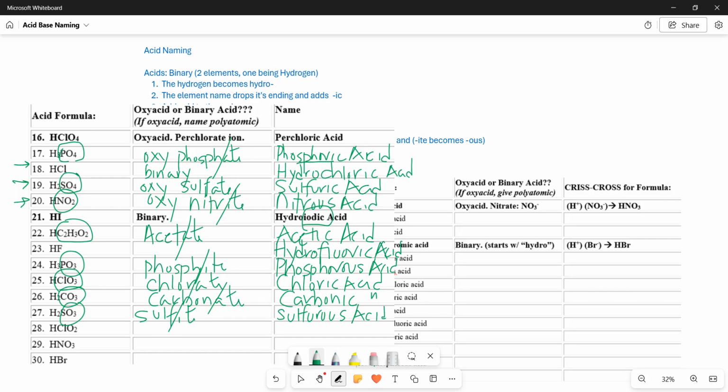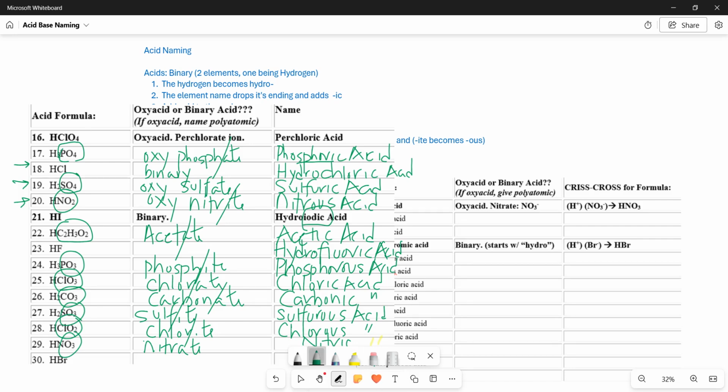And acid. Okay, next one. This is actually fluorite, the oxy. I'm going to take the ITE ending off and put ous. So this is going to be fluorous acid. And the next one we have NO3, which is nitrate. I'm going to take the ATE off and we're going to add ic. So this is going to be nitric acid.